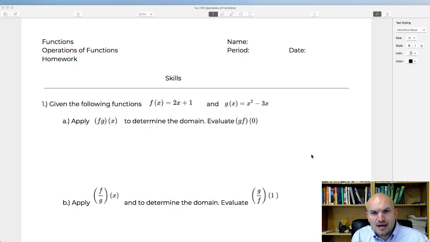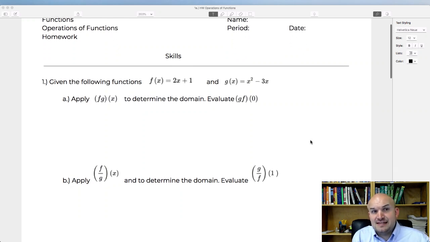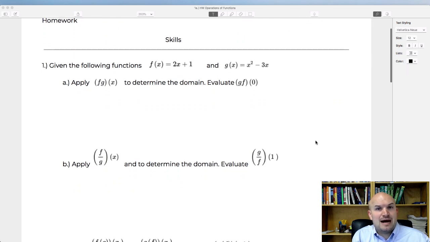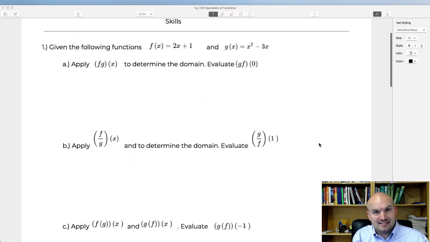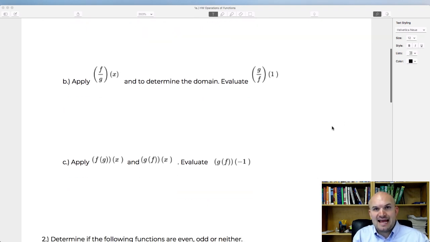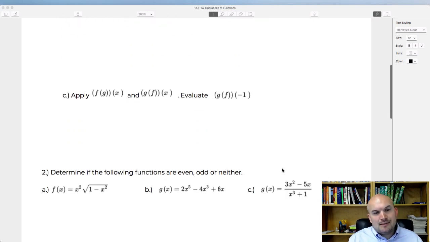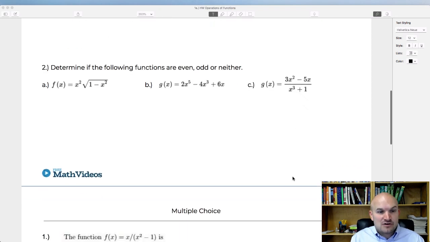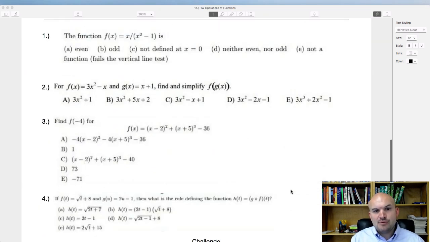What I want to cover today in this homework is different operations of functions: adding, subtracting, multiplying, dividing, as well as composition. When we're applying the operations, we're going to focus on talking about the domain and also on evaluating, finding the value of the functions. I'm also going to talk about determining even and odd functions, and then we'll look into some multiple choice type questions.